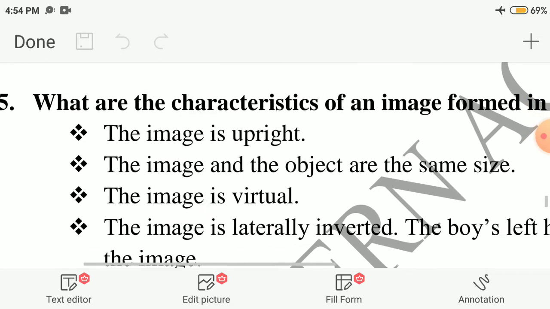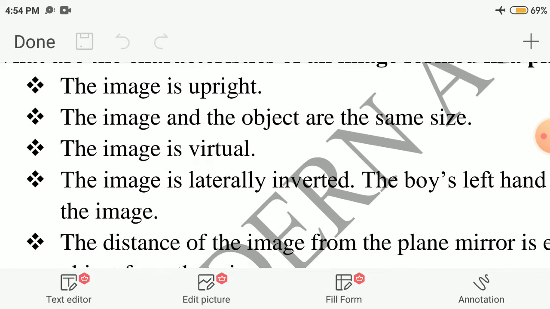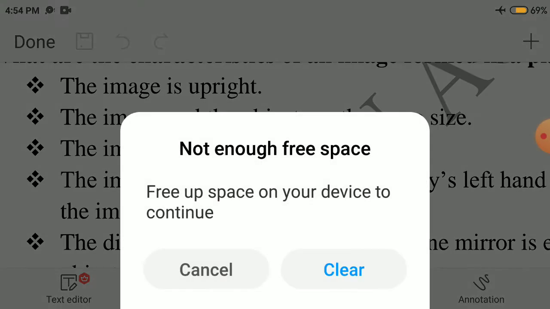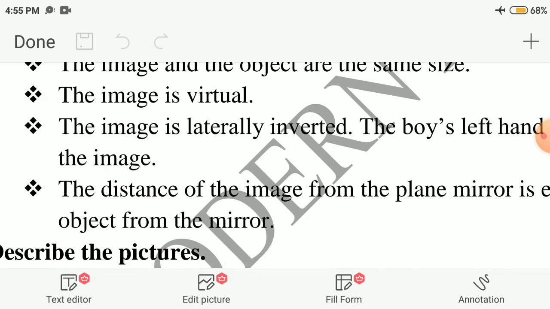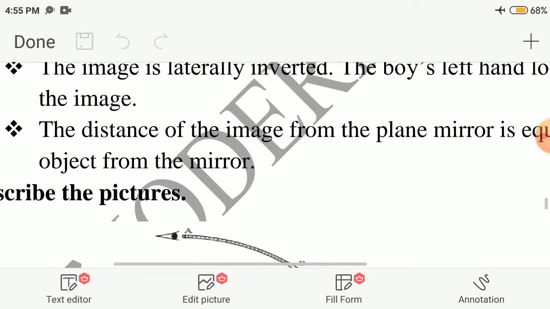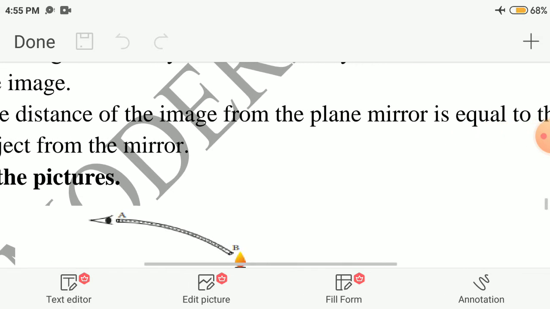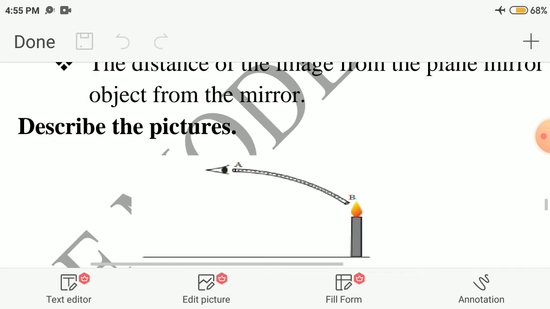What are the characteristics of an image formed in a plane mirror? The image is upright. The image and the object are the same size. The image is virtual. The image is laterally inverted. The boy's left hand looks like the right hand of the image. The distance of the image from the plane mirror is equal to the distance of the object from the mirror.